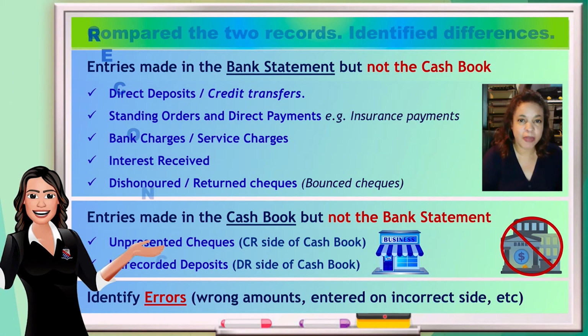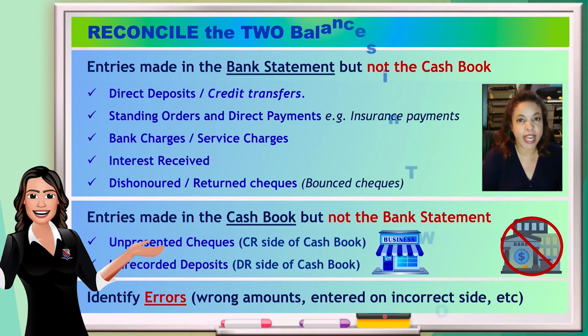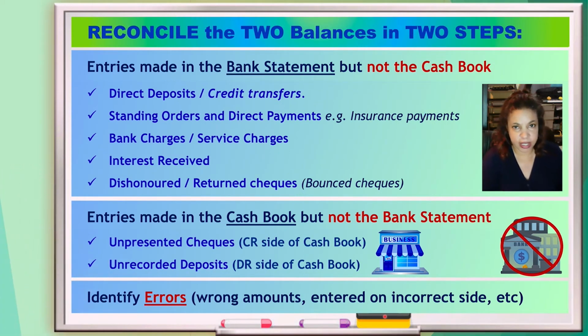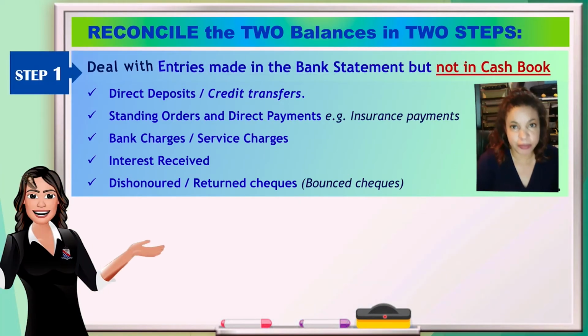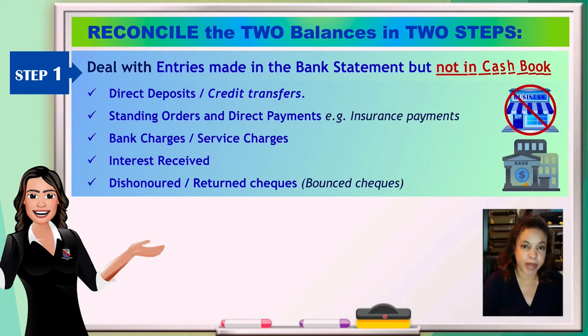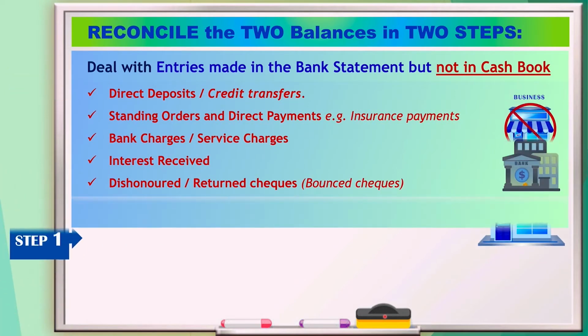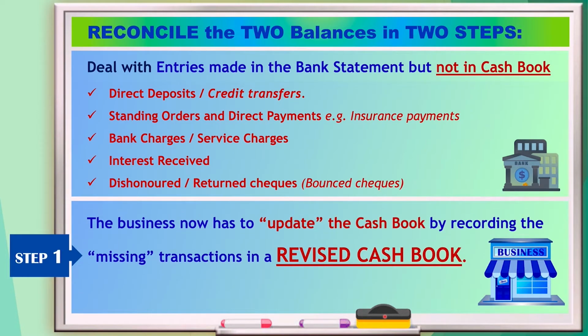So what we have been doing is reconciling those differences by first dealing with the first differences, which are the entries in the bank statement but not the cash book. And how do we deal with it? By doing a revised or updated cash book. So that is what we have been doing with the activities.